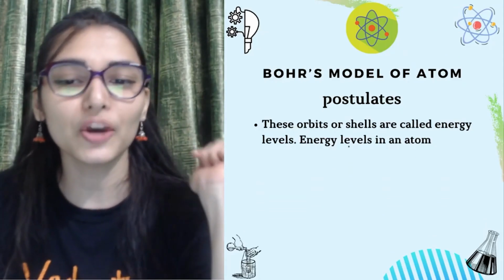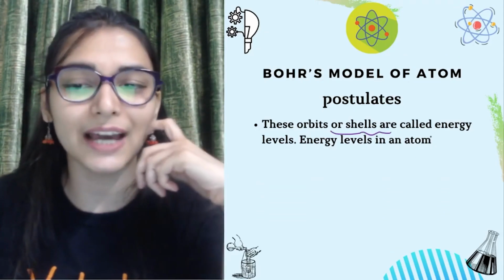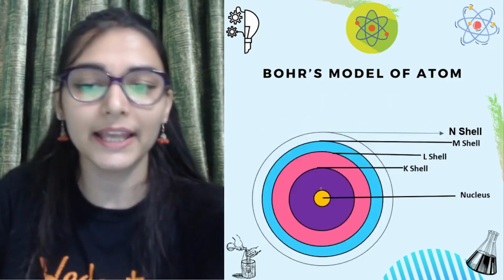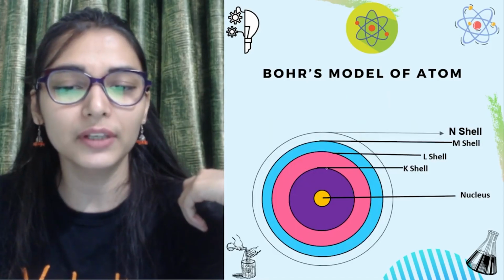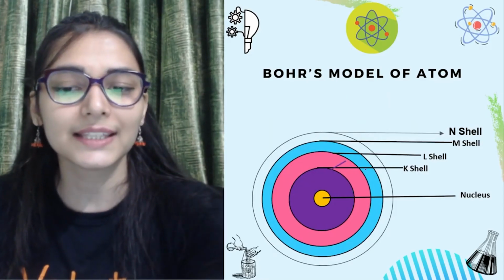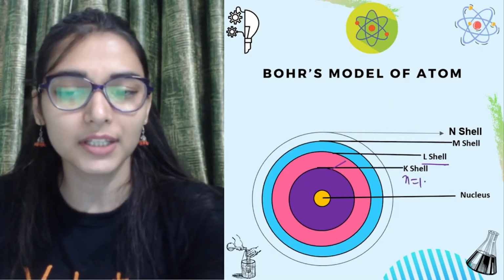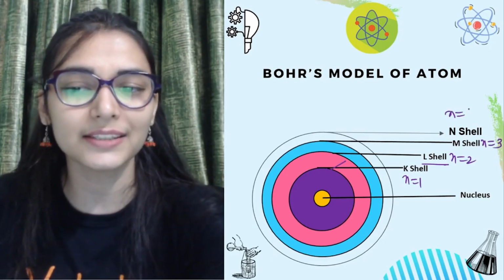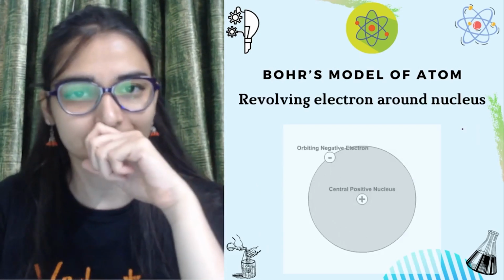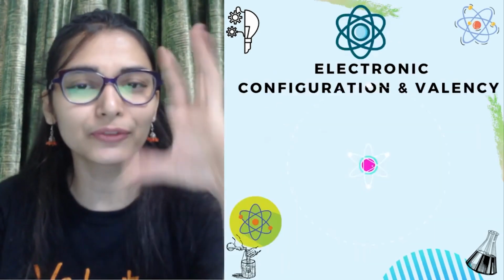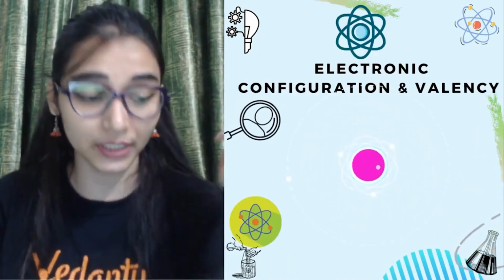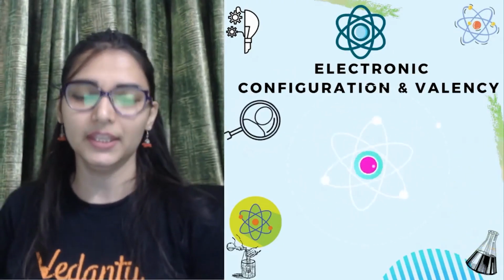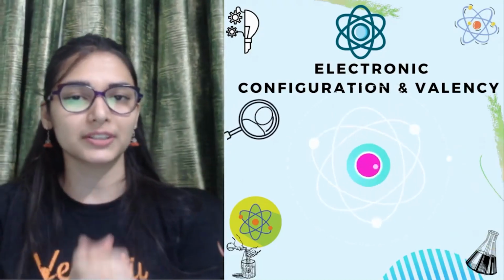Okay, so these orbits are also known as shells, or you can call them energy levels, and they were also represented like this. The first energy level will be K shell, then second is L, this is first, this is second, this is M shell, third shell, N is the fourth one, and so on. Electrons revolve in a fixed energy, and although there is a lot more to Bohr's model that we study in class 11, right now this much information is sufficient, right?